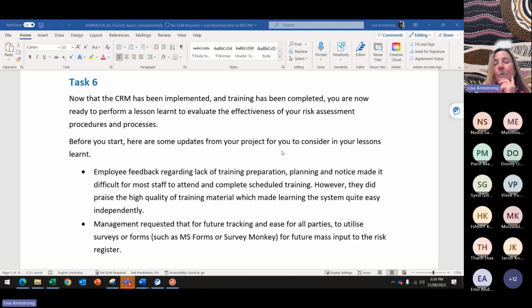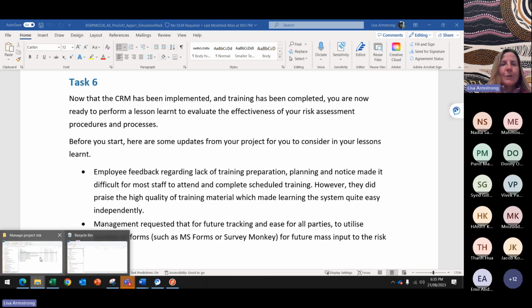Employee feedback regarding lack of training. Lack of training preparation, planning and notice made it difficult for most staff to attend. So this is about the CRM. We need to make sure our employees, most importantly, are trained if we've got a new system. So there was an area there that wasn't managed terribly well in terms of risk. Management requested that for future tracking and ease of all parties, we utilise a survey or forms for future mass input to the risk. Okay, so maybe we need to also improve that. So that's some ideas. So let's look at our lessons learned.